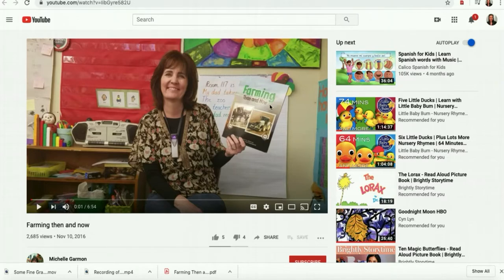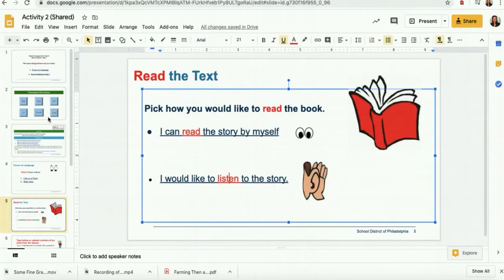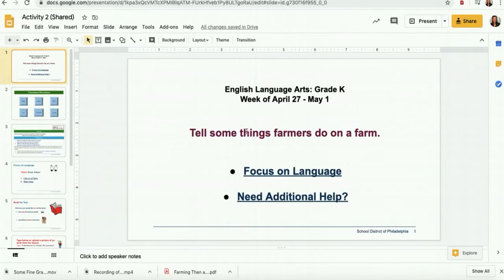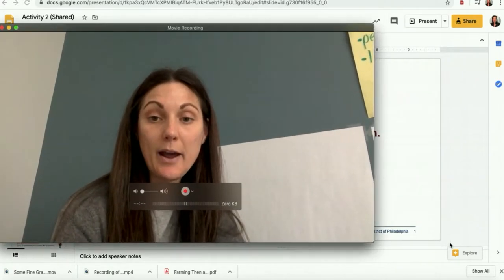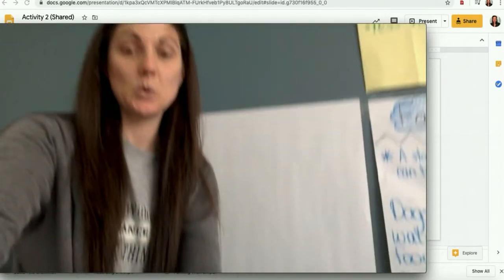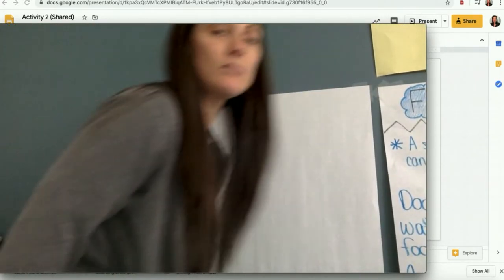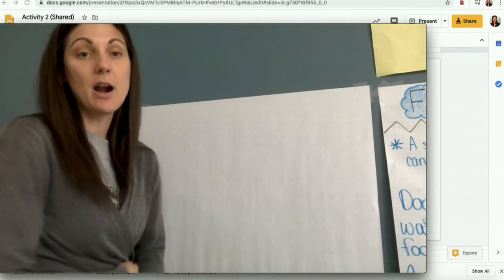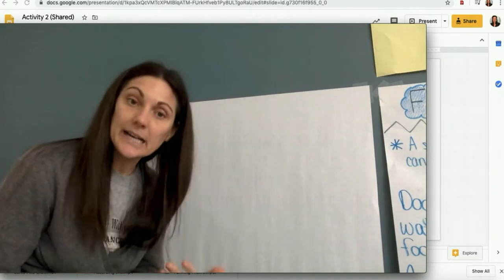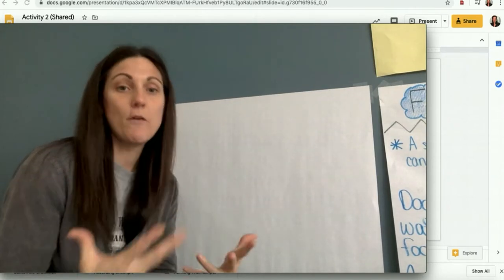Today, as you read, I want you to think about what we are supposed to be doing. So if I go back to the first slide here, it says, tell some things farmers do on a farm. So if that were going to be our main idea, and if you have your blank piece of paper that I told you to get in the beginning, here's our blank piece of paper. So let's say that our main idea is what farmers do on a farm.